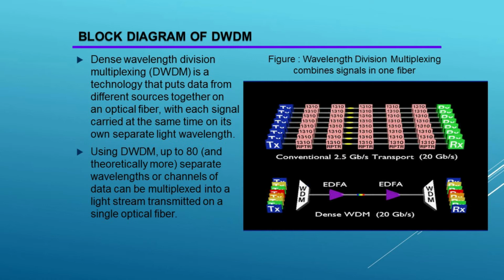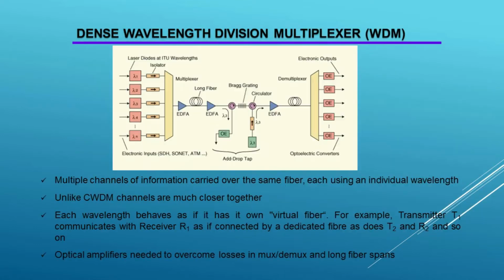Block diagram of DWDM. Dense wavelength division multiplexing, DWDM, is a technology that puts data from different sources together on an optical fiber, with each signal carried at the same time on its own separate light wavelength. Using DWDM, up to 80 and theoretically more separate wavelengths or channels of data can be multiplexed into a light stream transmitted on a single optical fiber.